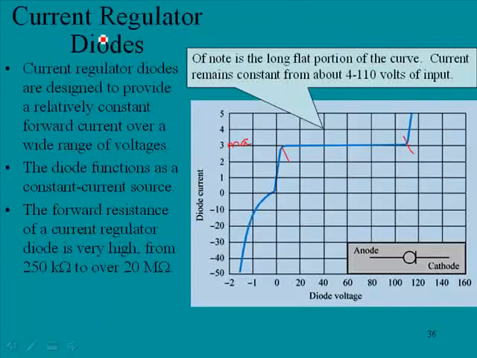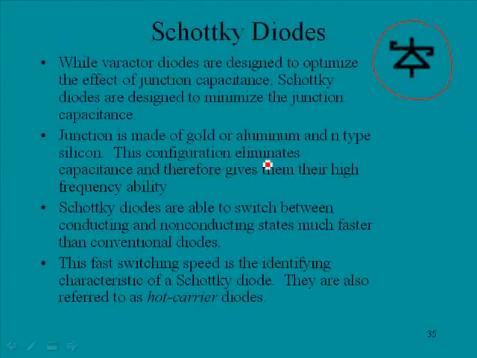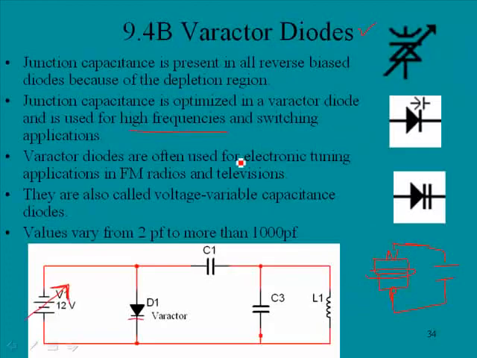We looked at current regulator diodes. These are diodes that have characteristics kind of similar to Zeners in that they maintain a constant current over a wide variety of input voltages. We looked at the Schottky diode, which is optimized to eliminate capacitance and for use at very high frequency. And finally, varactor diodes is where we started, and these are actually used as a variable capacitance.